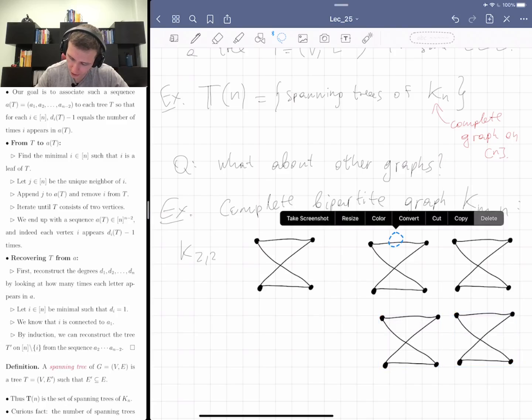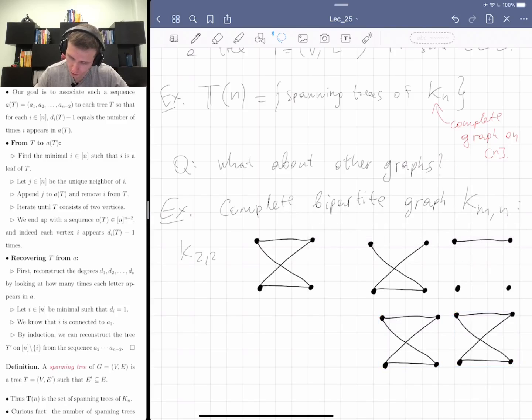So I can remove this edge or this edge. Or this edge, or this edge. Yeah. So the answer is I get 4 trees. And now you see that I have used my eraser to remove an edge without removing the vertices.